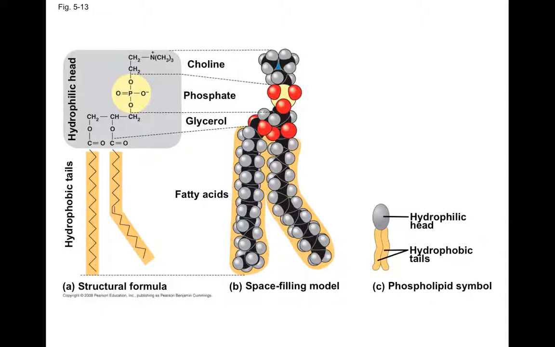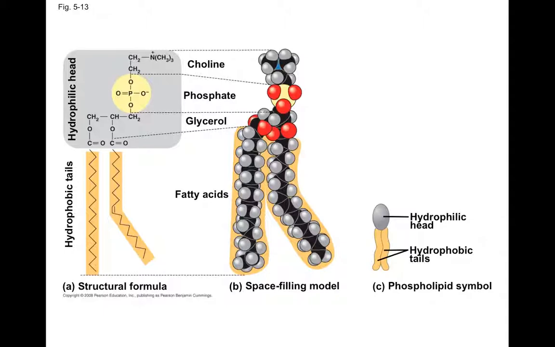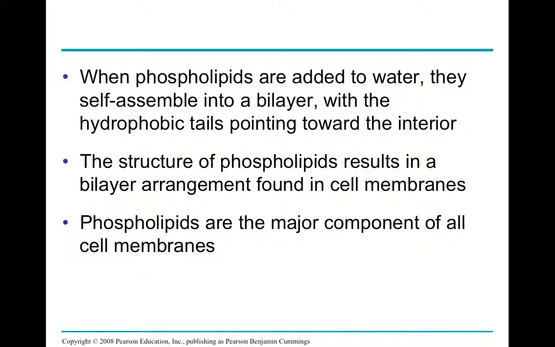Here's the hydrophilic head made out of the glycerol and the phosphate groups. Here's the phosphate and here's the glycerol. Then you have the two hydrophobic tails of the fatty acids. Here's a more detailed picture. When phospholipids are added to water, they self-assemble into a bilayer with the hydrophobic tails pointing in towards the interior, and the structure of phospholipids results in a bilayer arrangement found in cell membranes. And phospholipids are the major component of all cell membranes.